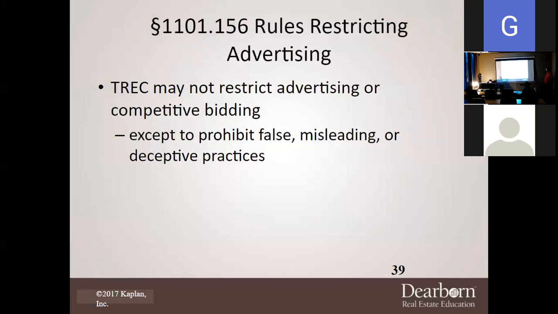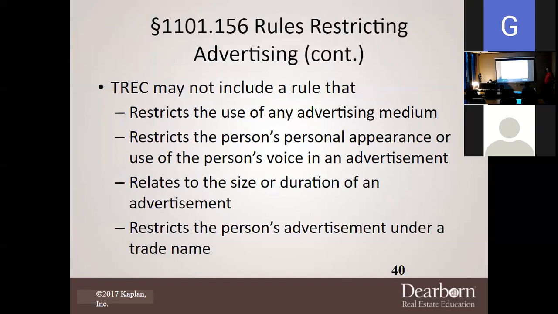Now, TREC may not restrict the advertising or competitive bidding except to prohibit false, misleading, or deceptive practices. So they cannot restrict your advertising or any type of competitive bidding unless you are making false, misleading, or deceptive practices. Does that make sense? Now, TREC may not include a rule that restricts the use of any advertising medium, which means TREC cannot come out tomorrow and say, okay, all real estate agents, y'all can't use social media anymore. They can't do that, okay? Because that would be restricting the use of an advertising medium, okay?